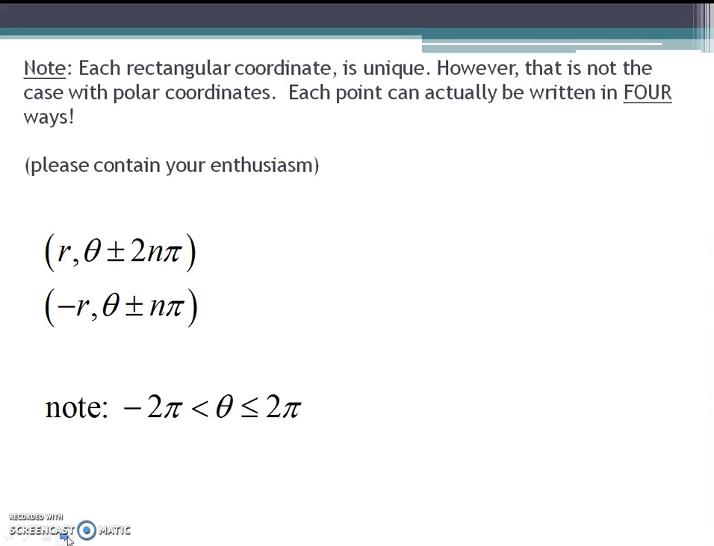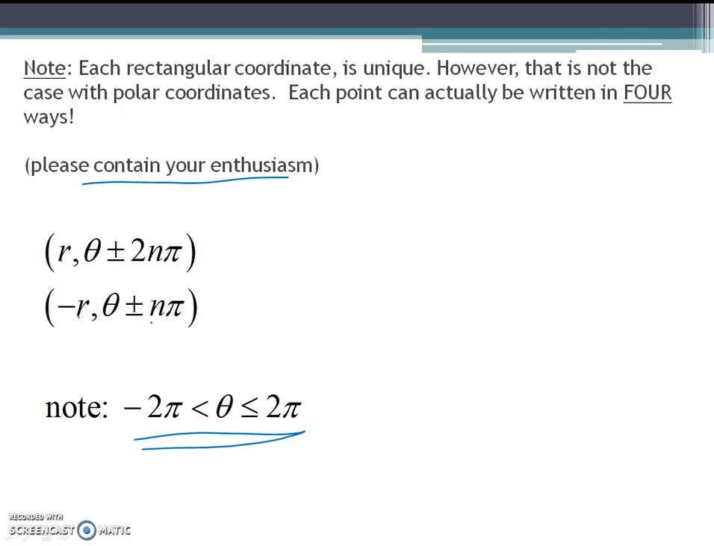4 ways, that is, if you define the angle as being somewhere between negative 2 pi and positive 2 pi, in other words, the unit circle. I know we're super excited about that, so I'm going to ask that you continue your enthusiasm. But basically what happens is you can keep this in mind. You can have your R value or your negative R value. Remember, you can always add or subtract that 2n pi kind of thing. You can add or subtract n pi to get different reference angles that match up.